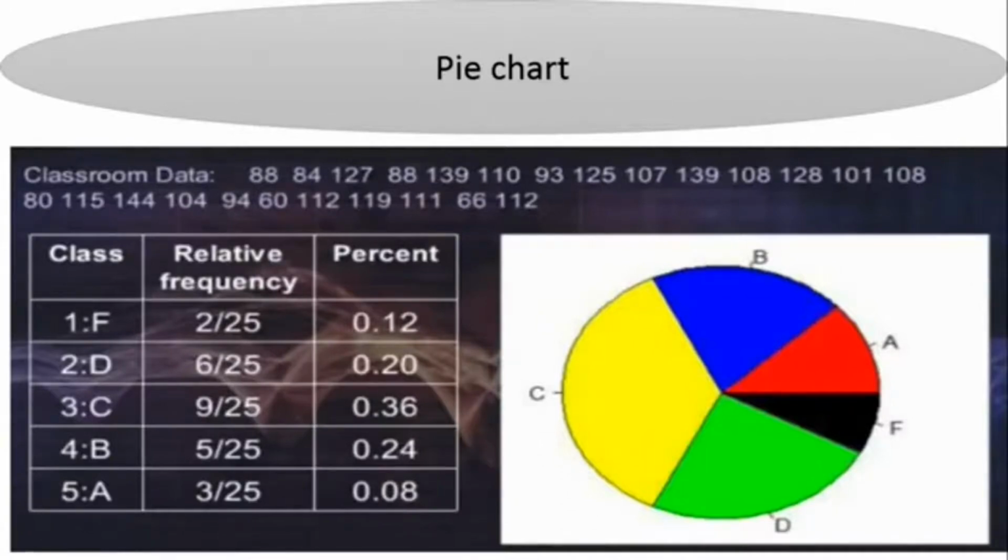You can also look at the classroom data scores. We have different classes A, B, C, D, and F, and for each class we have a relative frequency, which is the frequency of the class divided by the total number of students that were recorded. The area of any part of the pie chart is proportional to the relative frequency, and you can see the representation on the right of your screen. That's the pie chart.